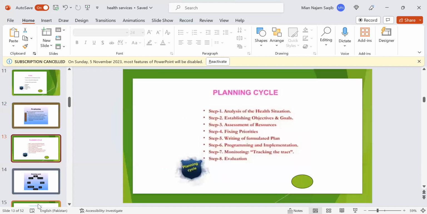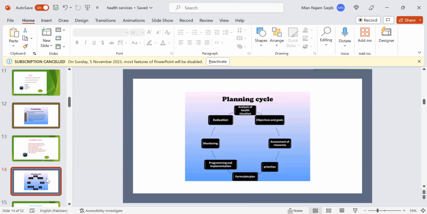This is the planning cycle and it involves 8 steps. The steps include analysis of the health situation, establishing objectives and goals, assessment of resources, fixing priorities, writing of a formulated plan, programming and implementation, monitoring, tracking the track, and evaluation. This is how it's expressed in cyclical form.